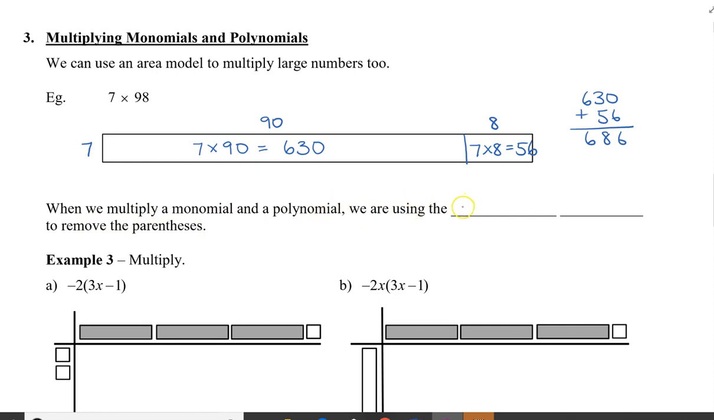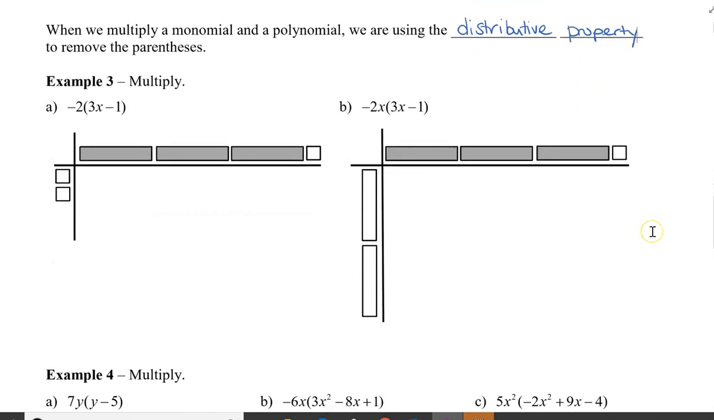So when we multiply a monomial and a polynomial, we're going to do something similar. We're going to use something called the distributive property. And that is to remove the parentheses or the brackets. Let's take a look at this with Algebra Tiles first.